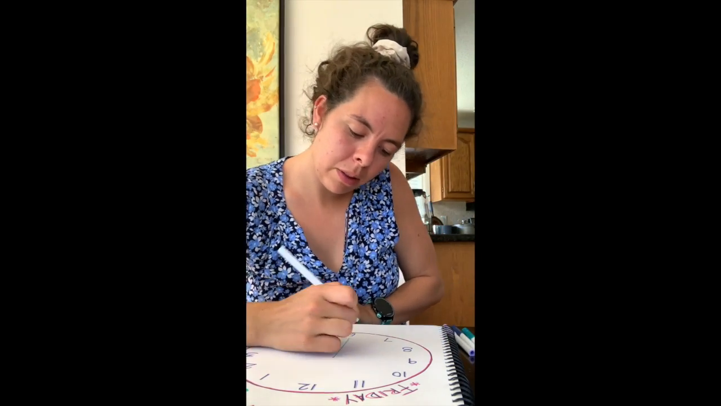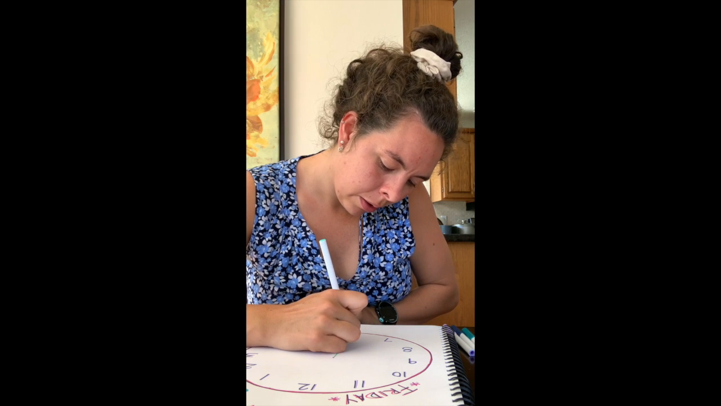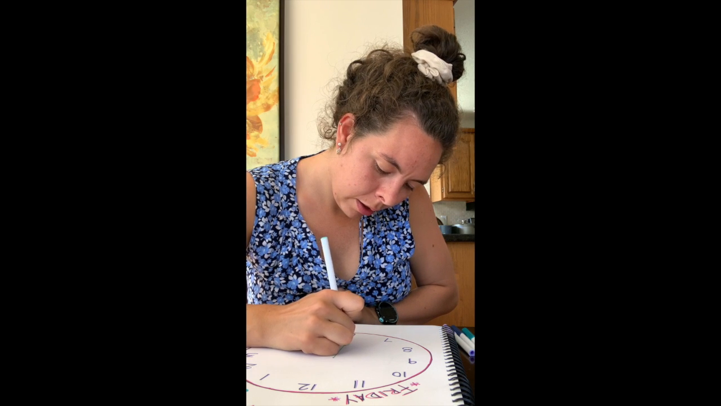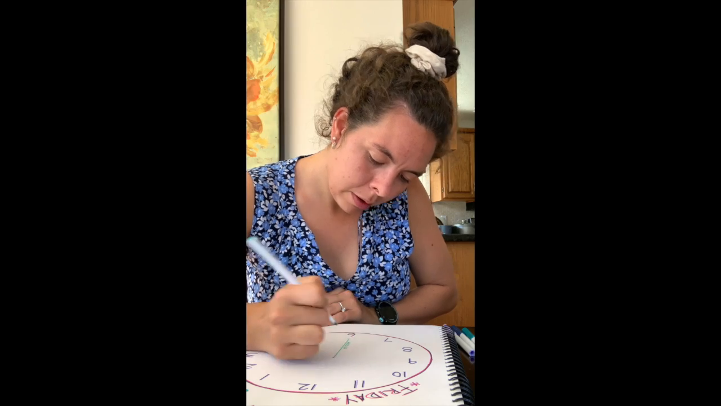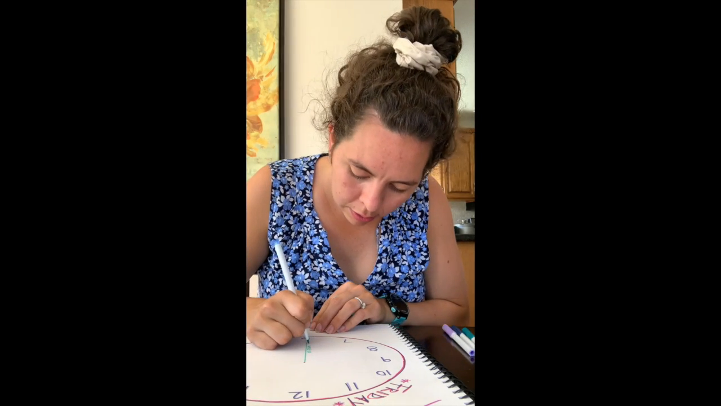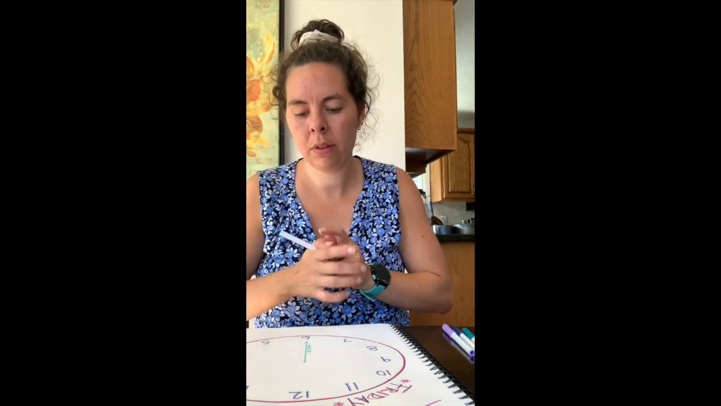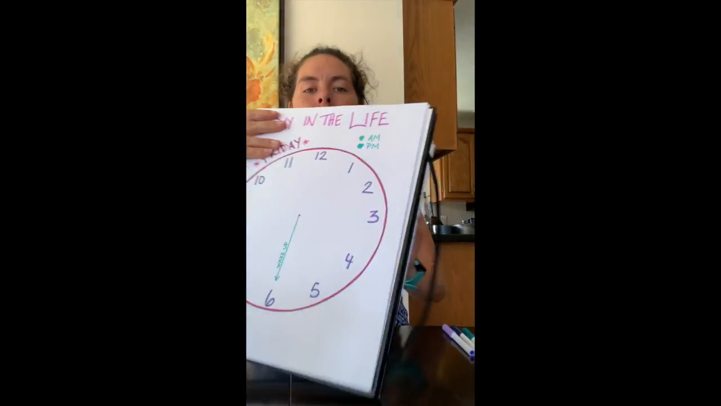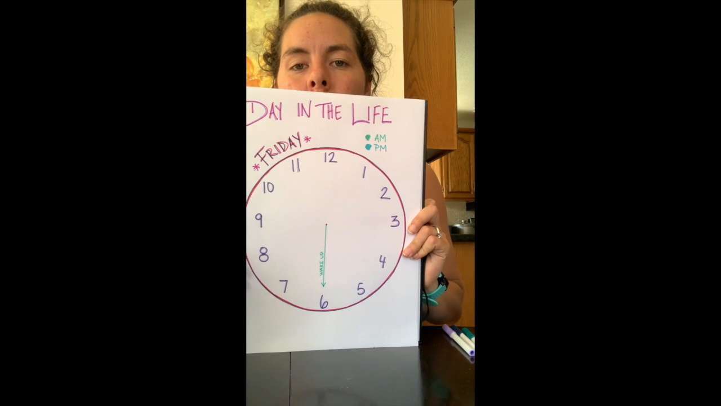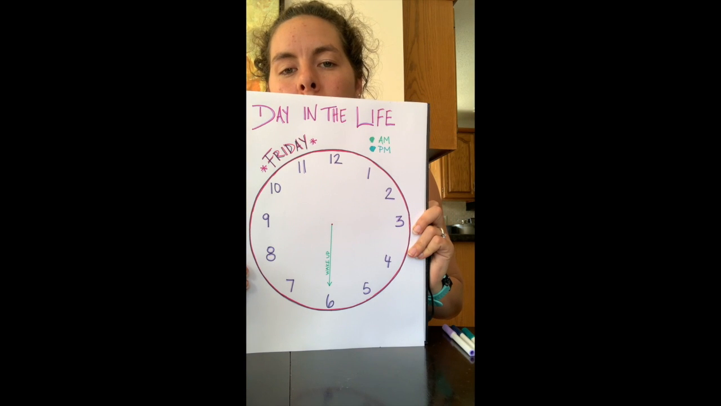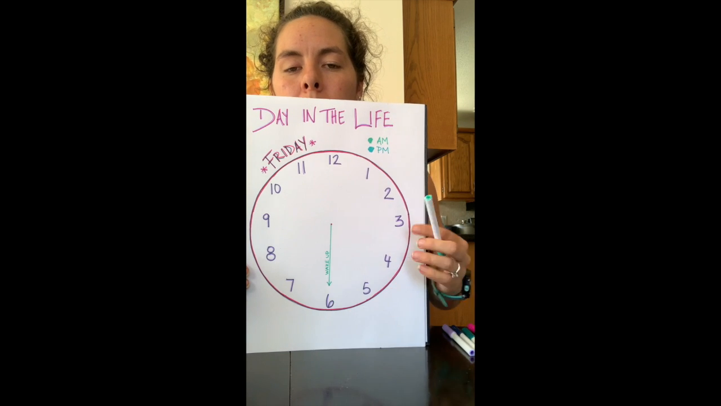And then I'm going to label this line wake up. Okay, so something like that. So Fridays, I've usually got about a 6 a.m. wake up. So I've got my morning color pointed to my 6.